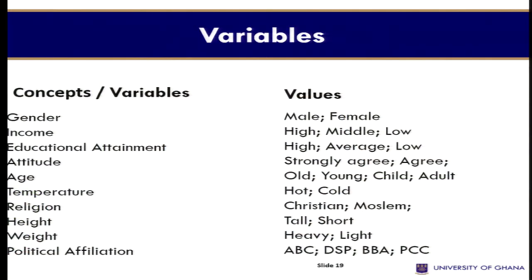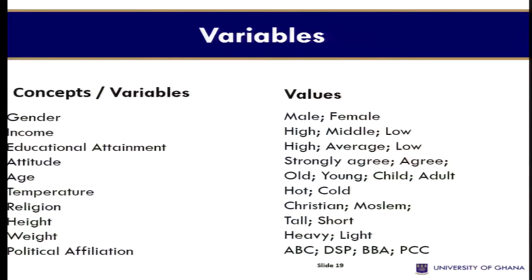If we consider the word gender, gender takes on two values, male and female. We can also consider income, which is a concept, as a variable because we can have high income, middle income, and low income. Here, we say that income has taken on three values.